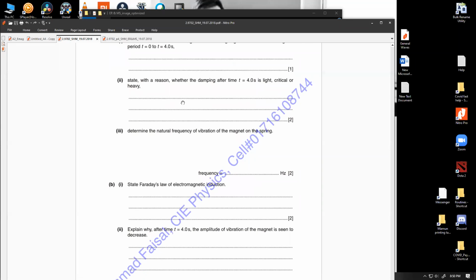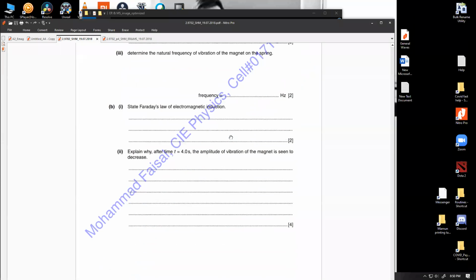Determine the natural frequency of the vibration of the magnet on the spring. That's possible. State Faraday's law of electromagnetic induction. We just discussed that. Explain why after time t equals 4 the amplitude of the vibration of the magnet is seen to decrease. This is exactly where the eddy current thing will come in. So here you can use the term eddy current, and this is a 4-mark question, which should make it pretty interesting. Kids, think about it. How would you answer this?